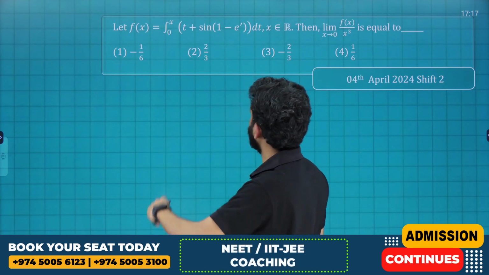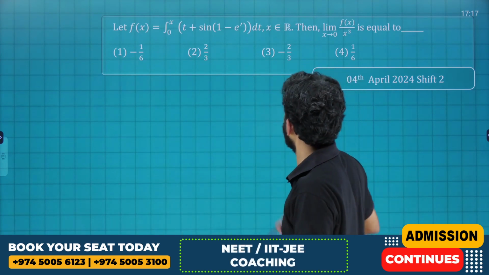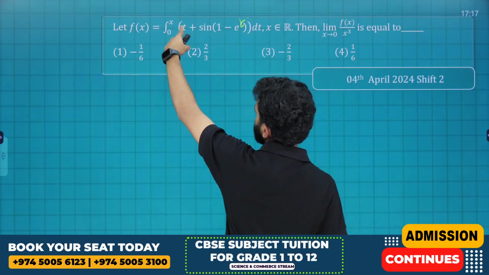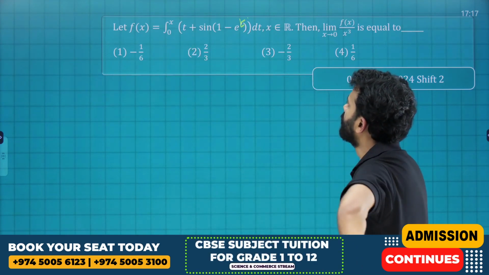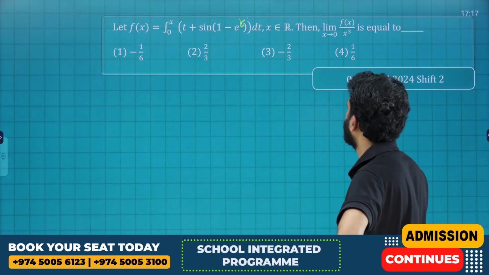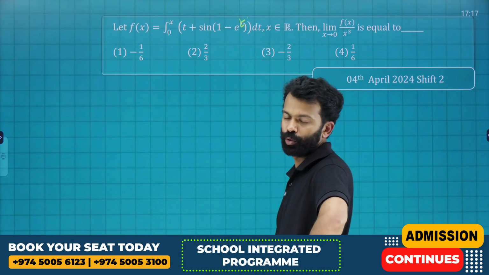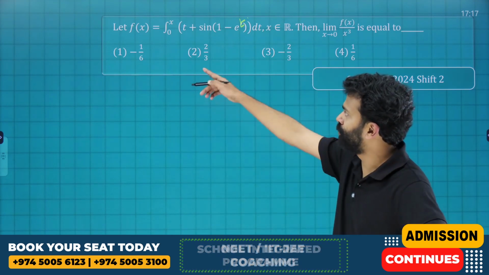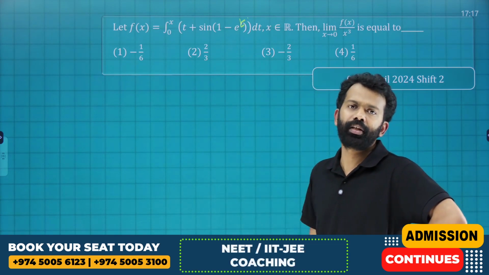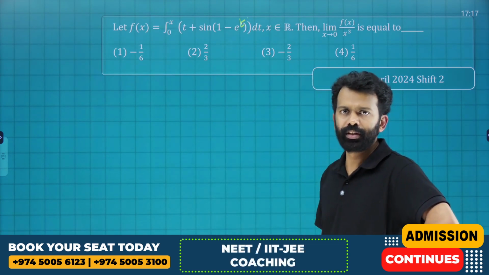Yes. Here also we can apply Leibniz rule to do the question. Okay, very easy one. See, f of x is equal to the integral from 0 to x of t plus sine of 1 minus e raised to t dt, x belongs to R. Then you need to find limit x tends to 0, f of x by x cube. See, if we apply 0 here, what is f of 0? This becomes 0. If the lower limit and upper limit are the same, then the value of the integral is 0.